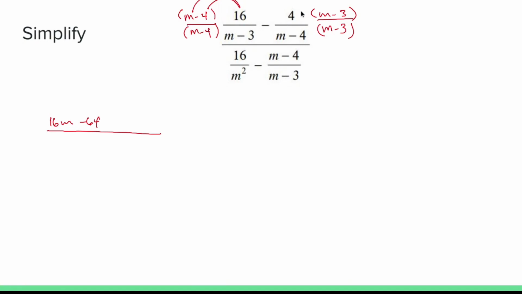Now here, this is not 4 times m minus 3. This is negative 4. That negative applies to that negative up here. So if it makes you feel better, we can make this plus a negative. It does the same exact thing. So you become negative 4 times m, which is negative 4m. You become negative 4 times positive 3, negative 3, which is positive 12. I was getting ahead of myself.